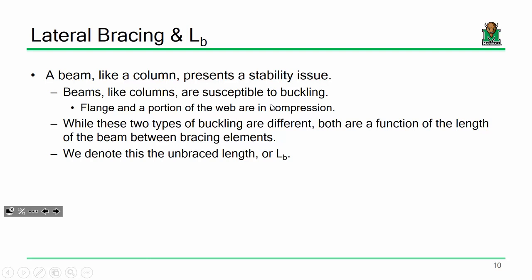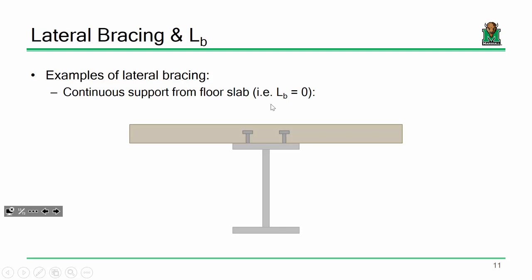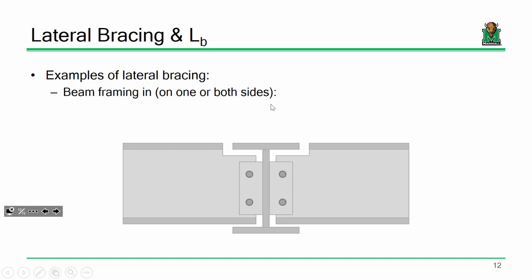Okay, all right. Now, for beams, what we're more interested in is the distance between bracing elements or between cross frames. And we call this distance the unbraced length. Now, here's what I mean by bracing, okay? One particular type of bracing is a slab. If you have a composite girder system, like the stuff we do in this class, when you're looking at the strength limit state of the bridge intact, LB is 0 because the flange is fully braced. Make sense?